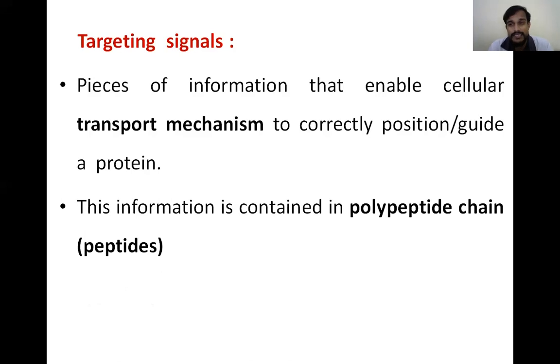So this information is contained in the protein itself. In the protein, there is a polypeptide chain, and a small portion of that polypeptide chain forms the targeting signals. So the targeting signal, or the piece of information which enables the transport mechanism, is present within that protein only in the form of a peptide. We know a peptide is nothing but a small part of a polypeptide chain. So the peptide which is present in the polypeptide chain is forming the targeting signal.